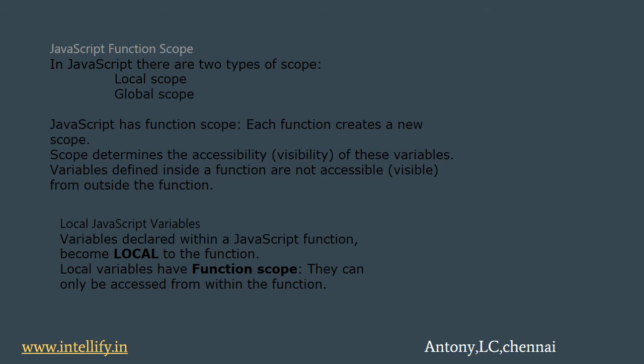JavaScript has functional scope. Each function creates a new scope. Scope determines the visibility of these variables. Variables defined inside a function are not accessible from outside of the function. So this is about the scope.